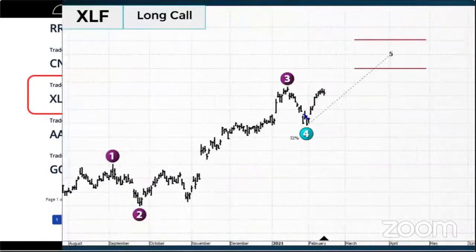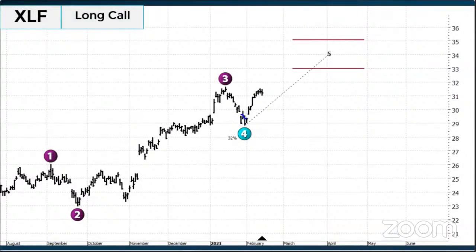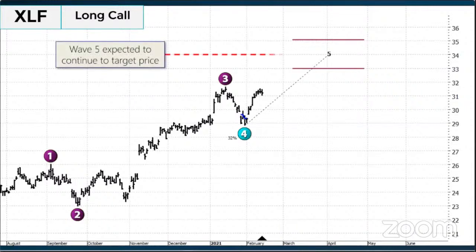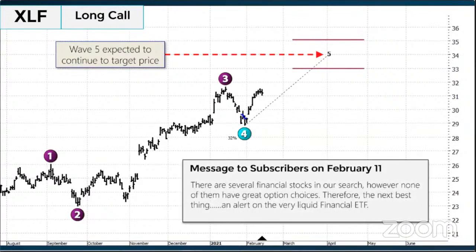This one was on the XLF. The strategy was a long call. You can clearly see the Elliott Wave 5-wave impulse pattern. We talked before about if we had wave 1, 2, 3, and 4, could we have a rough idea of where wave 5 is likely to go? That's the exact setup that was used in this alert. There was our expected wave 5 target price, and there's the actual message that was sent out to subscribers in the alert. Just a quick note there.